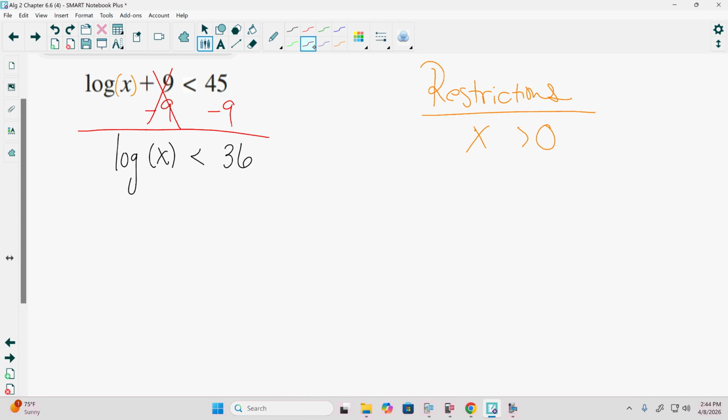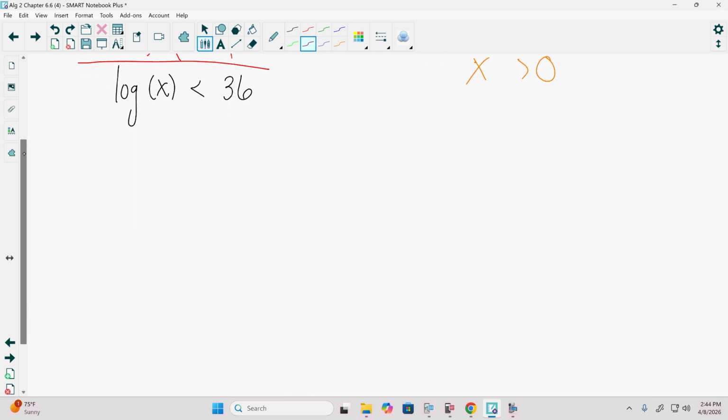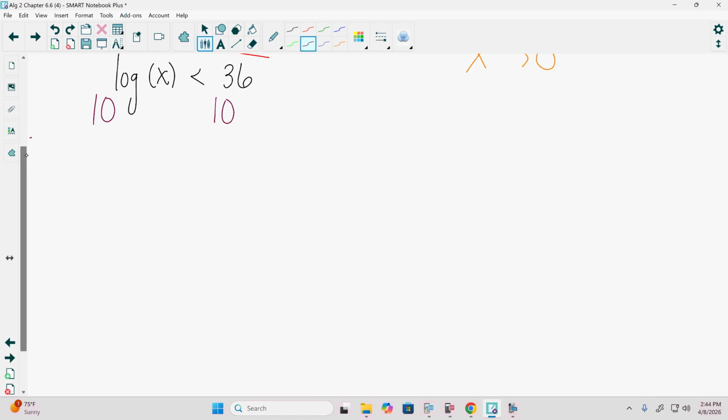Now is the log by itself? Yeah, and at this point, we're not caring about what's inside the parentheses. We want to make sure there's nothing being added to that log or nothing being multiplied in front of that log. But now that we're here, we can put both sides to the base of 10. And we do this because 10 to the log of x is going to simplify to x is less than 10 to the 36th.